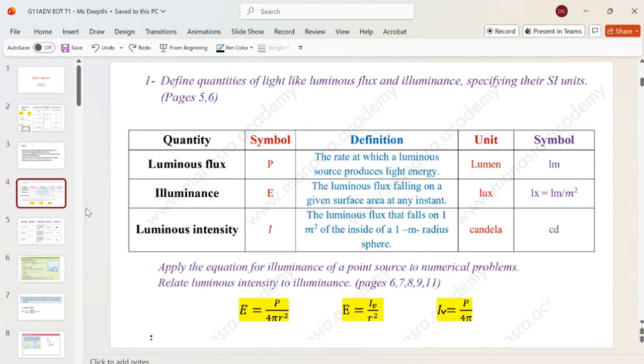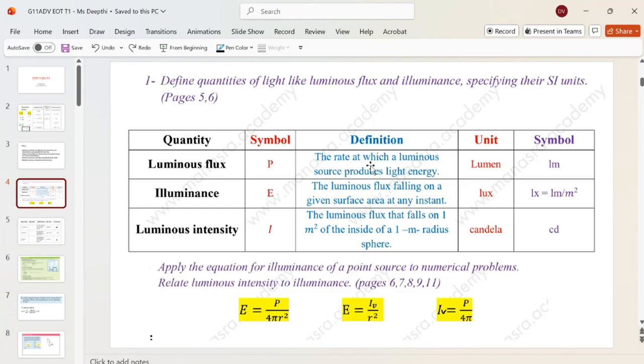Okay, so you have to know the definition of these 3 terms: luminous flux, illuminance, and luminous intensity. So luminous flux, the letter is P. Most likely you are going to get a match the following for this question. So you have to know the definition, symbol, unit, and equations.